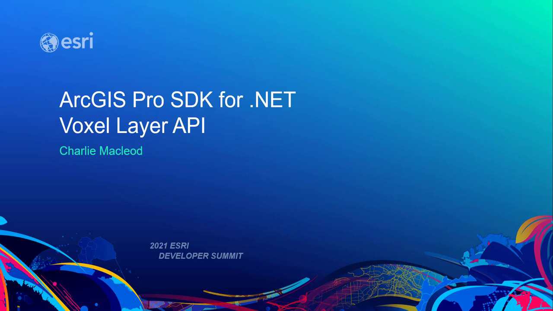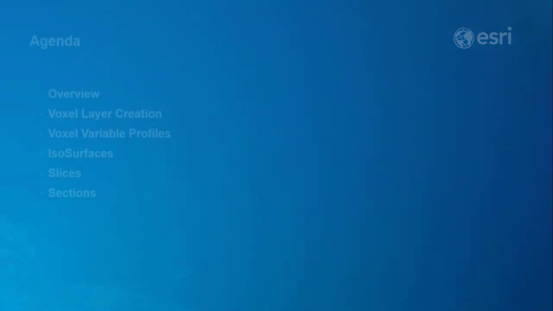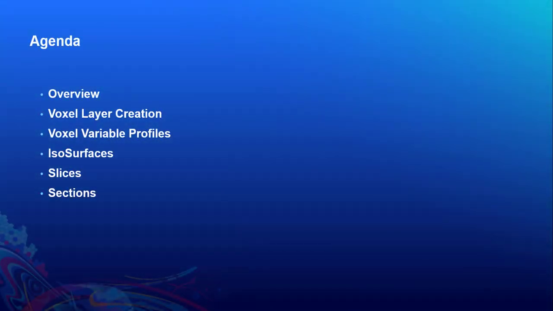Welcome to our demo session on the Voxel Layer API for the Pro SDK for .NET. We'll start with a brief overview, followed by a more in-depth look at voxel layer creation, voxel variable profiles, and then looking at isosurfaces, slices, and sections.